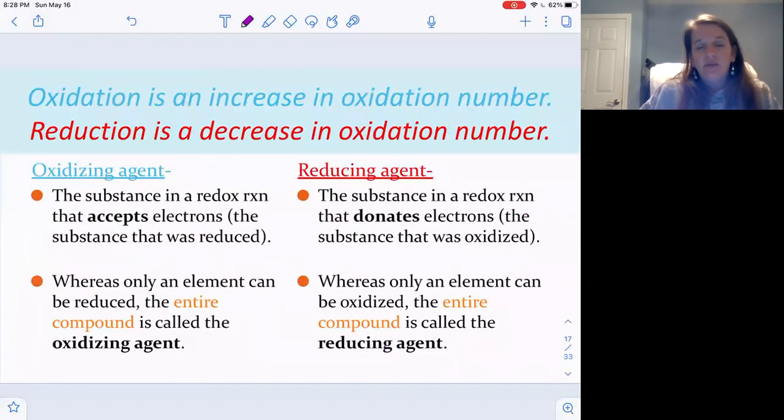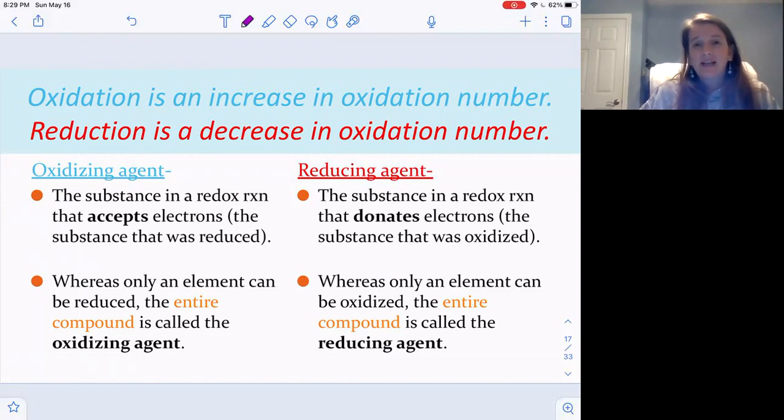Now, the other thing we can determine after we assign oxidation numbers is what the oxidizing agent is and what the reducing agent is, okay? So the oxidizing agent is the substance that does the oxidizing. So it contains a substance that gets reduced.